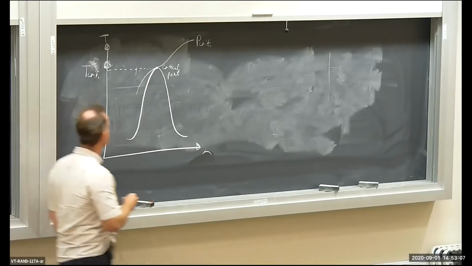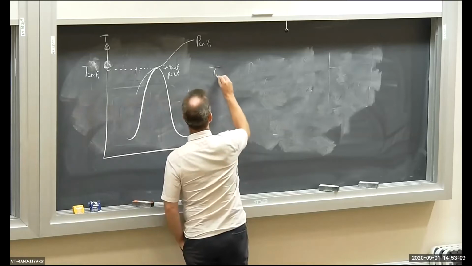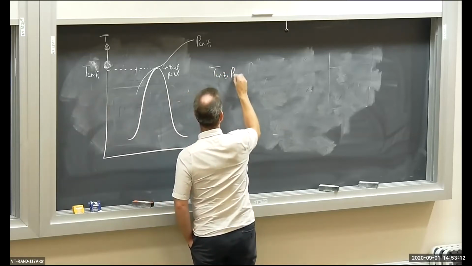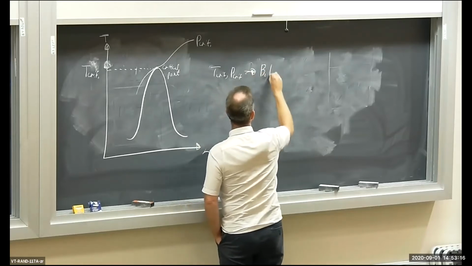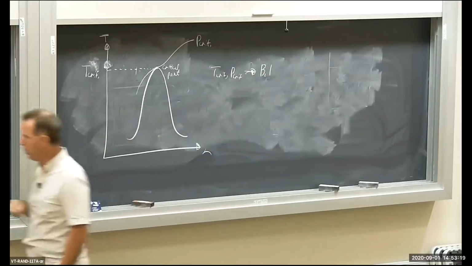Okay? So critical temperatures and pressures are out of table B1. T-crit and P-crit out of tables B1, okay? In the notes.